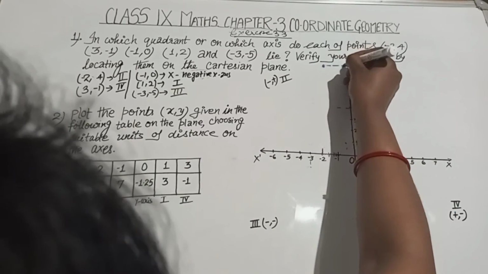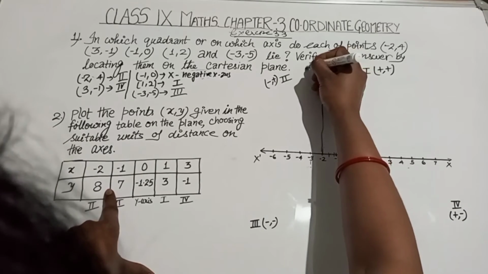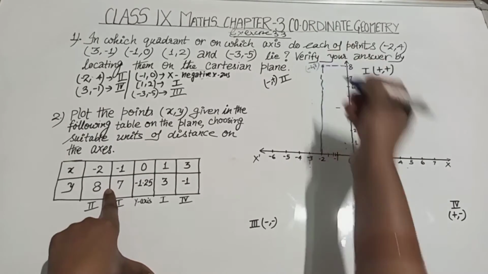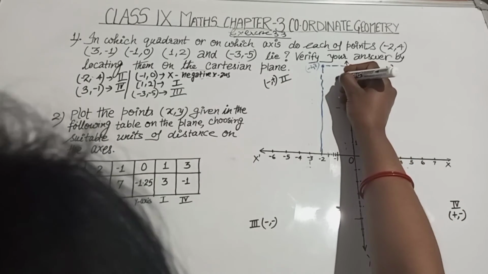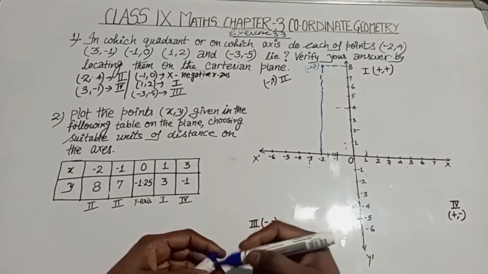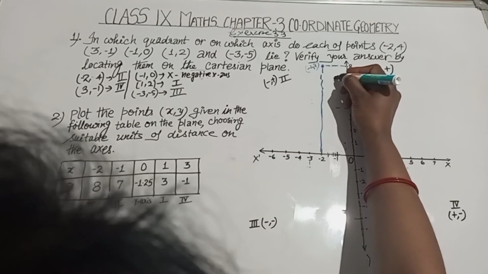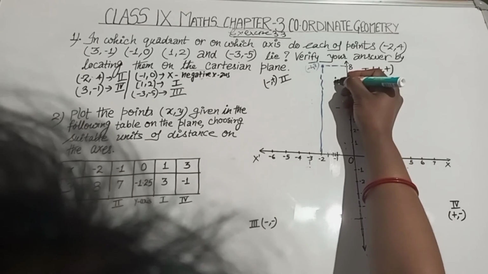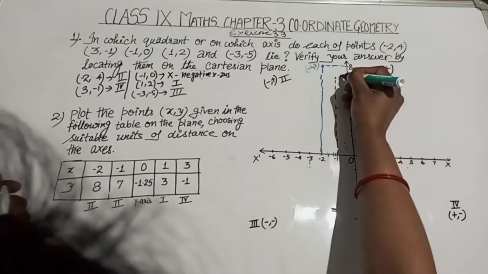Here, minus 2 and 8. Okay, minus 2 and 8. Again the second quadrant, (-1, 7). So 7 is positive, 7 is on the y-axis and the x-axis value is minus 1. So here is minus 1 and 7.